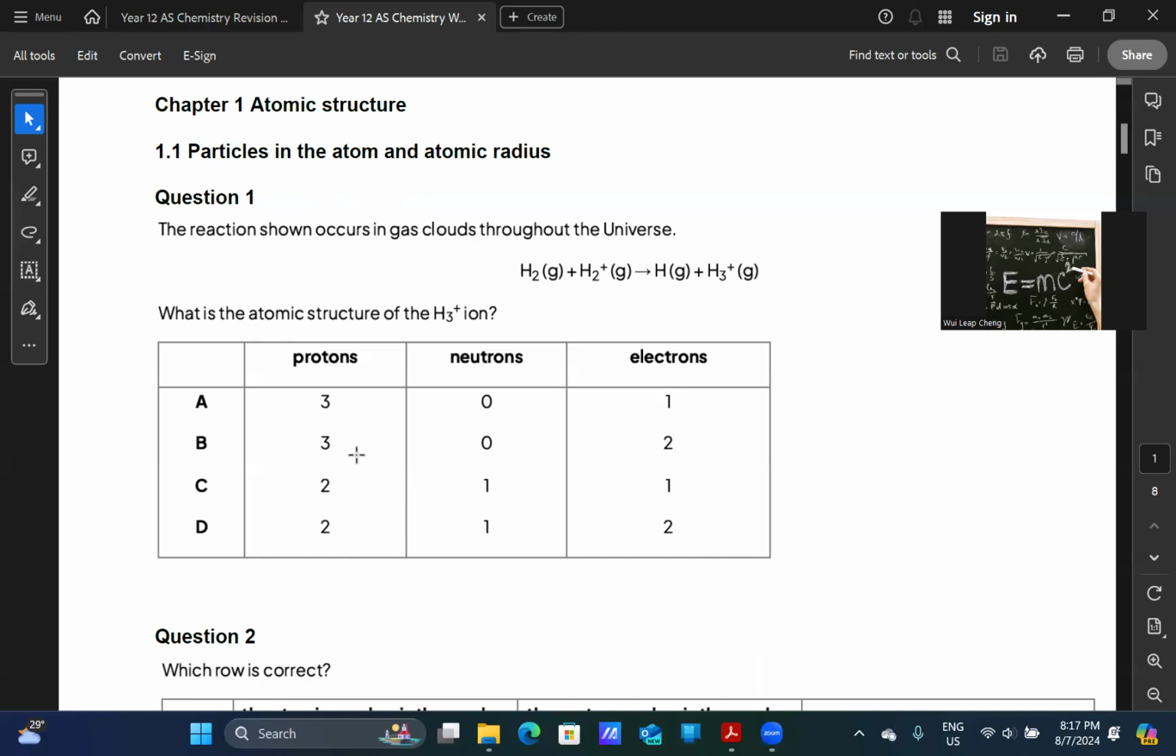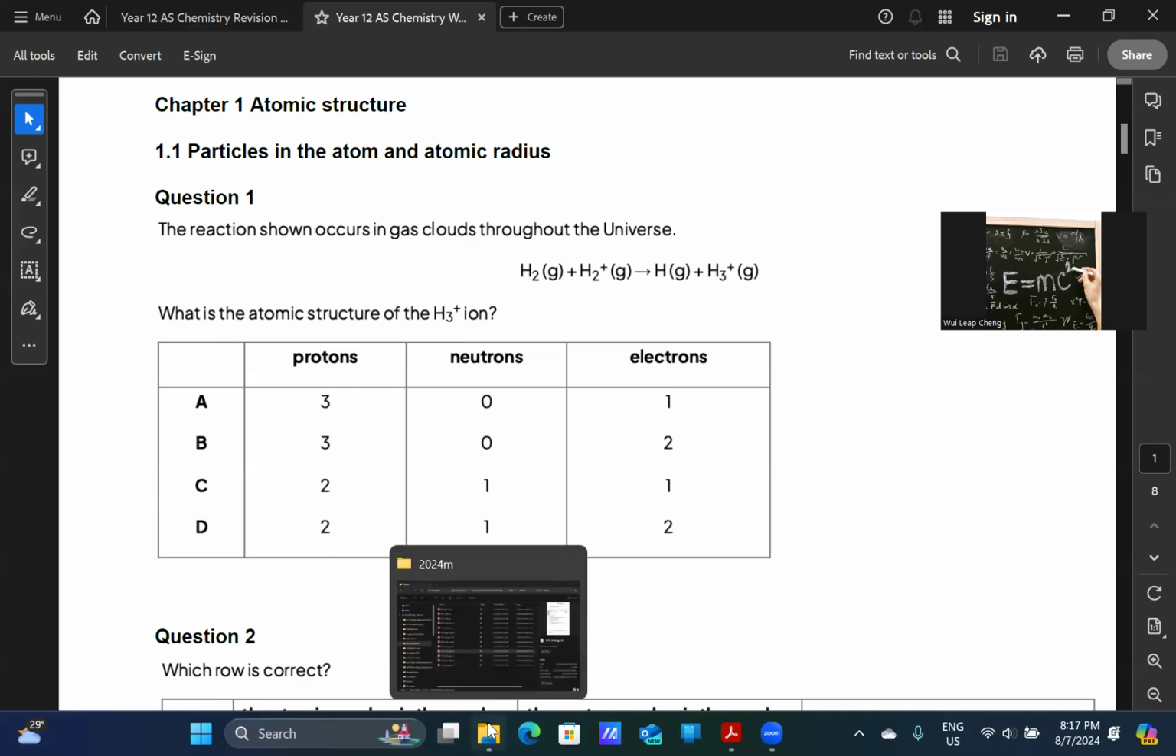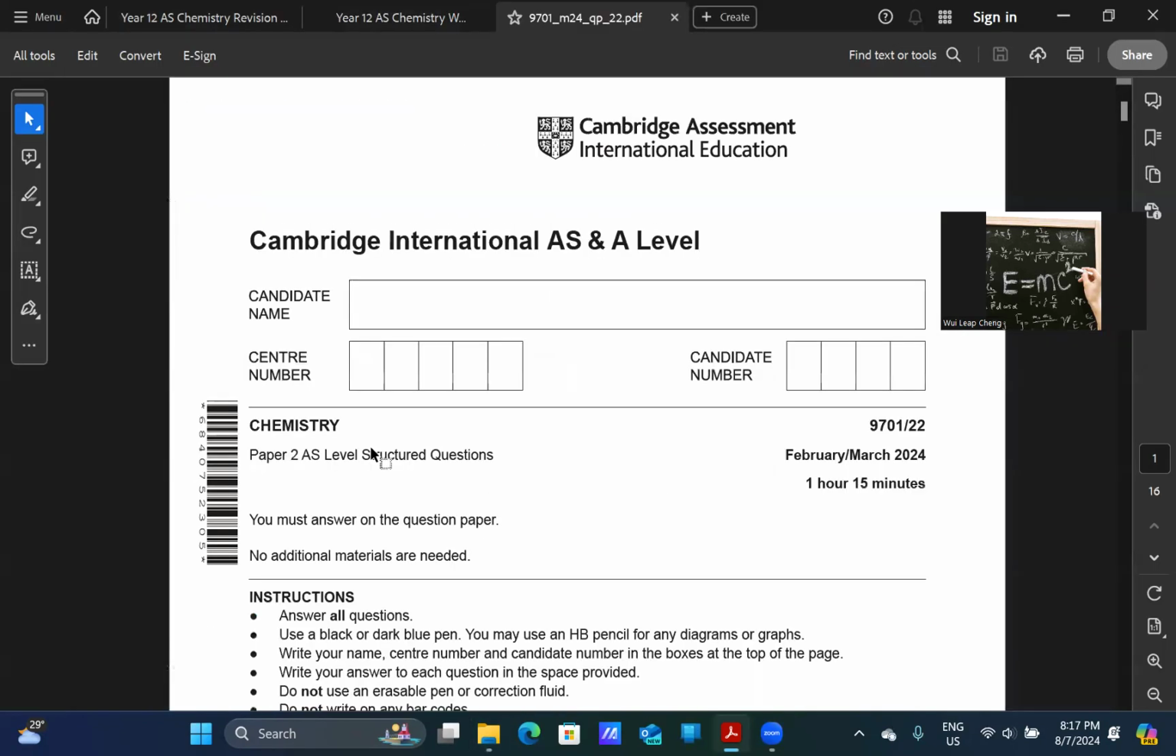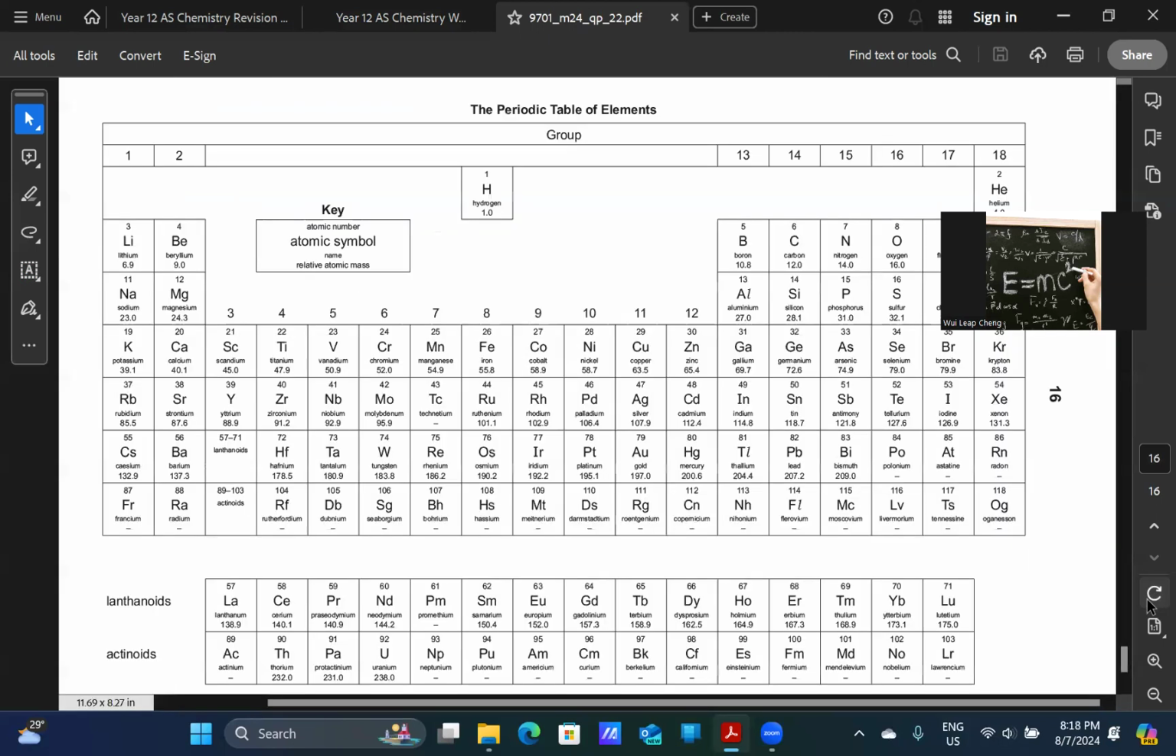Okay, let's start now. As you can see from this chemical formula, the 3 indicates that this ion has 3 hydrogen. There are 3 hydrogen atoms. As you know, each hydrogen has how many protons? You can refer to the periodic table here. As you can see, the atomic number of hydrogen is 1.